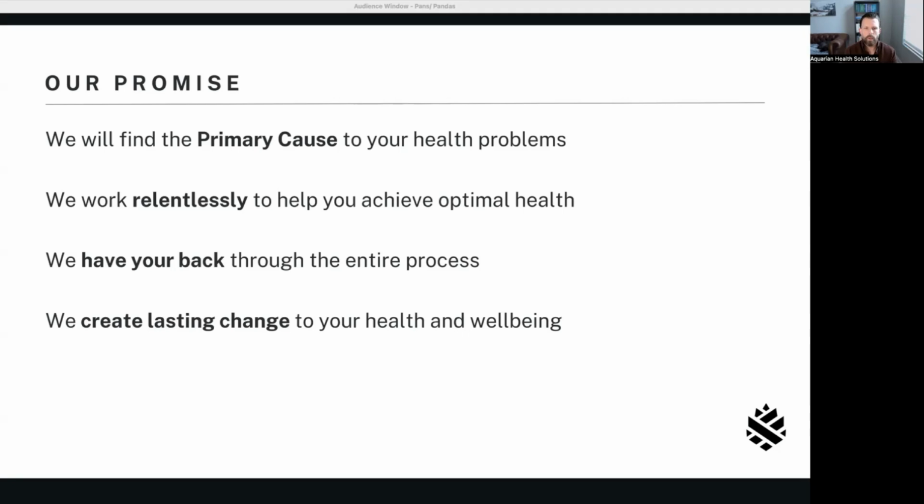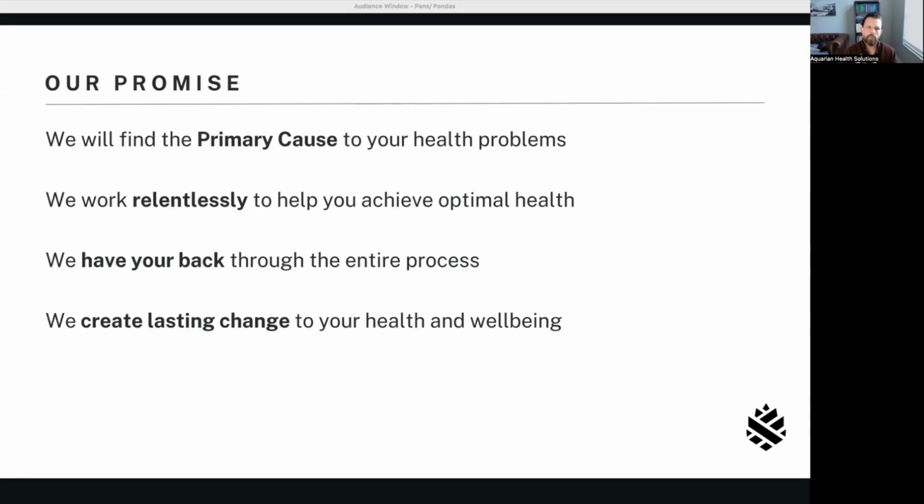And in doing so, we have your back through the entire process. What we witnessed with people coming in from other physicians or people struggling with their health over the years is a lot of times people are told, okay, this is what's wrong. Just take this and you'll be fine. And they're left on their own.